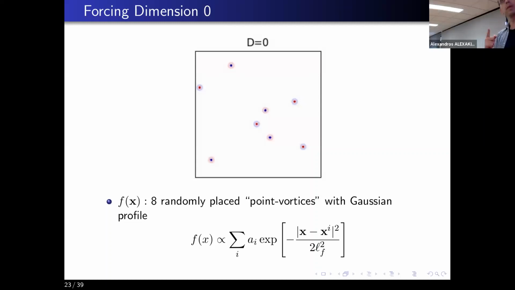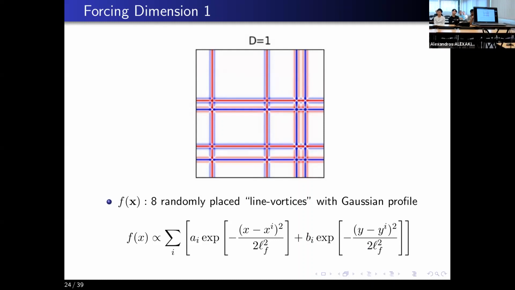On top of that, I should mention that it's fixed so that there is no mean vorticity injection in my domain. So you will see that there are 4 blue and 4 red dots here. So at any time, there's no mean injection of vorticity. So that takes care of dimension 0. Another simple example will be dimension 1. So instead of points, we have lines now. Again, I put 4 vertical lines and 4 horizontal lines.